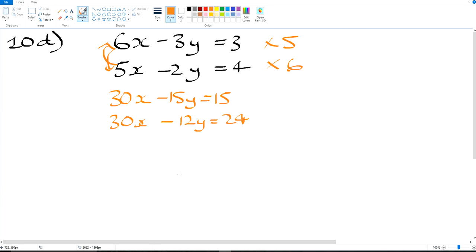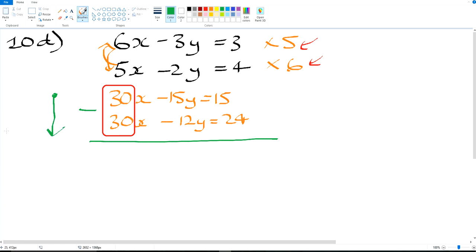Okay. Now, we look again at the coefficients of x, and they are equal, and that's exactly what we wanted them to be. That's the reason why we've multiplied by 5 and by 6. Now that they are equal, we can minus them. If the coefficients are the same, we minus them. If they're opposite, we add them. So let's minus them. Remember, you can either take away everything going down or everything going up, but keep the direction the same. Don't go up and down.